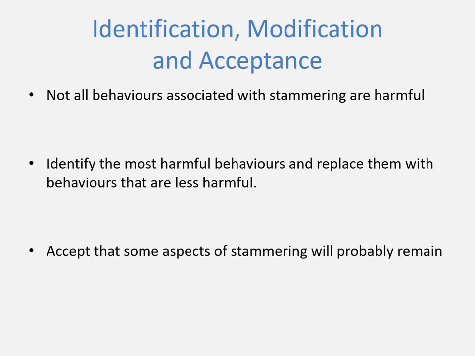Block modification therapy also involves a certain amount of cognitive therapy to help clients overcome any feelings of inadequacy or shame related to their stammering, and to help them to understand and accept that even if therapy is successful, some aspects of their stammering will probably remain, but that these need not pose a problem. Ultimately, the goal of block modification therapy is to help clients to achieve their optimal potential to communicate verbally. The goal is emphatically not to achieve perfectly fluent speech.